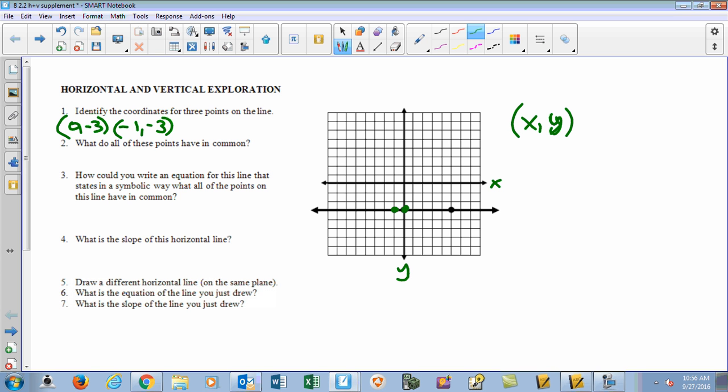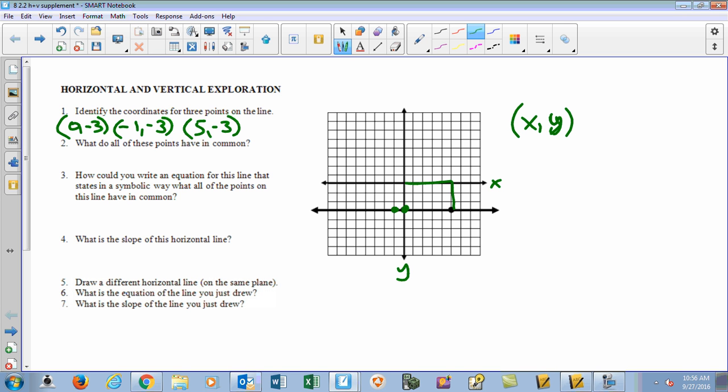What's this one? Justin, what's that point? 5, 3 is up here. No, negative 5 is this way. The y values go down. They're negative. So 5, down 3 is negative 3. So there are 3 points.